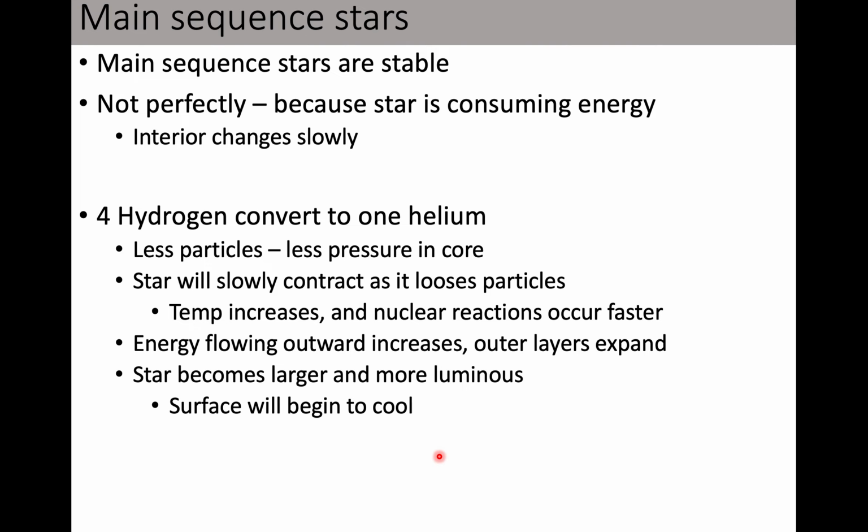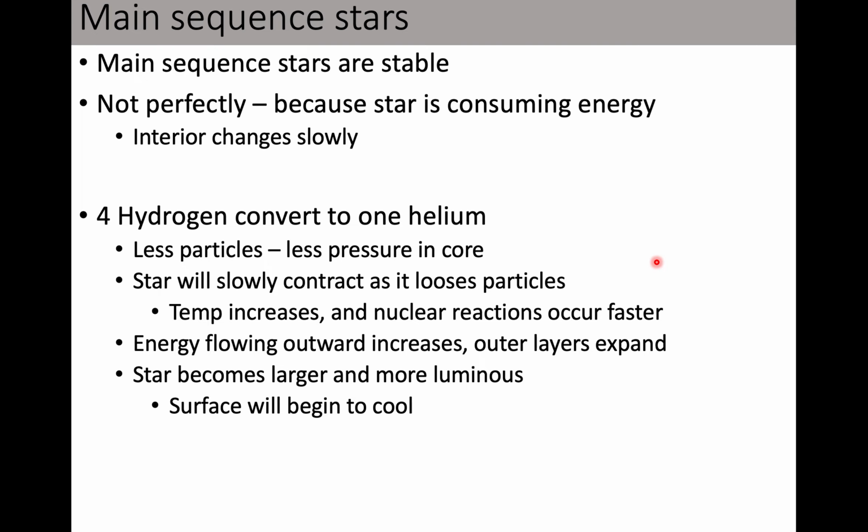So what happens inside the star is four hydrogen atoms are converting into one helium atom. This means there's less particles. So instead of having four, you have one. This happens over and over and over. So there's less particles, which means there's less pressure within the core. So the star will then slowly start to contract as it loses particles. As it loses these particles, it's going to start to contract because there's less pressure inside. That means the temperature is going to increase as it contracts, and the nuclear reactions will start to occur faster.